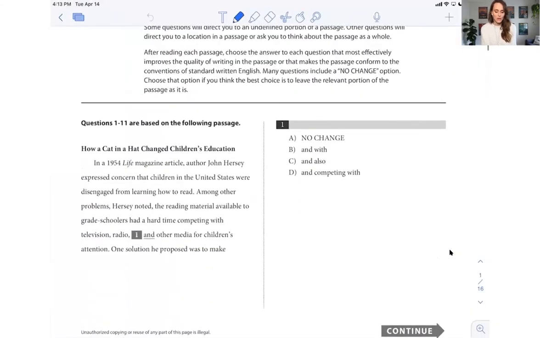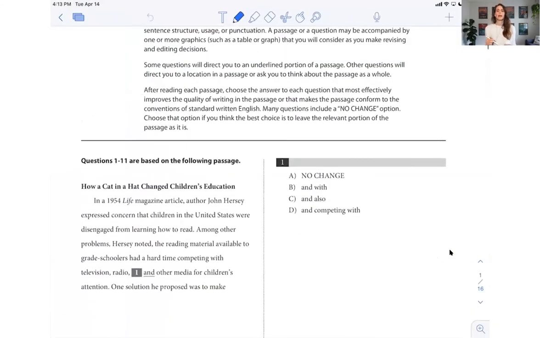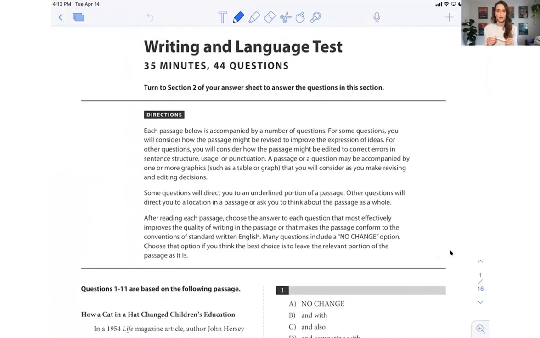If you guys have any questions before we actually look at a passage together here, you can just type no if you have no questions. That way I know you're still here. Okay, so no questions.